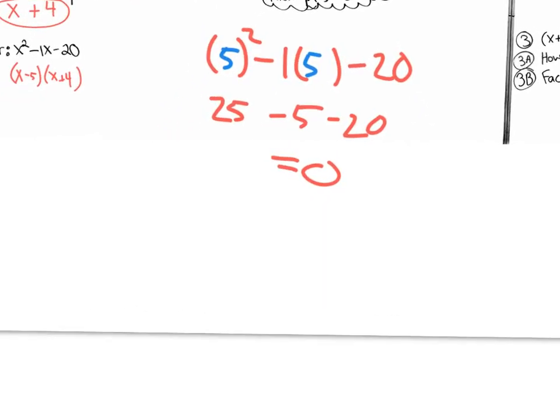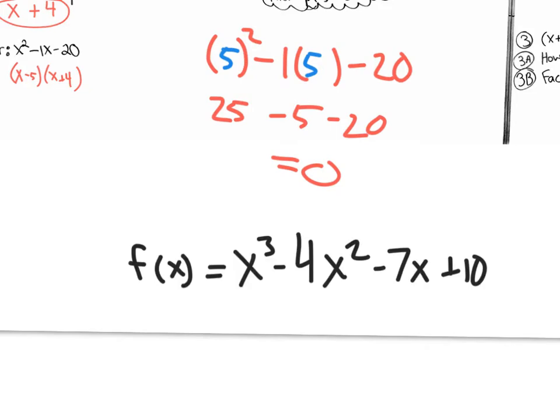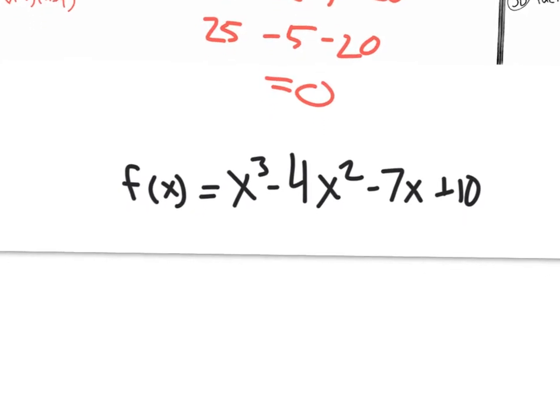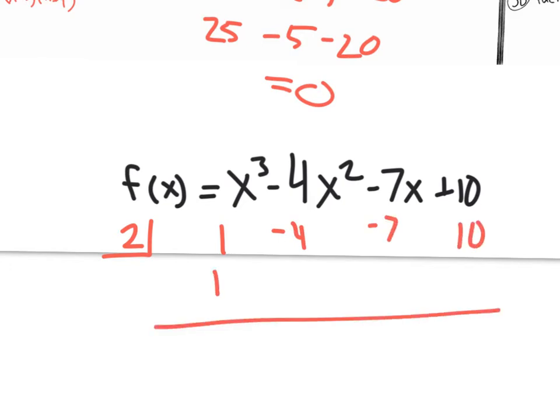Like for example, any function, like this one right here. Let's say I told you to plug in any number. Let's say I told you to plug in 2, for example, all right? Would it be wise to use parentheses and actually plug in a 2? No. The easier thing to do would be to use synthetic substitution, put the 2 in the box, put the coefficients of each. There's a 1, a minus 4, a minus 7, and a 10, and do synthetic substitution.